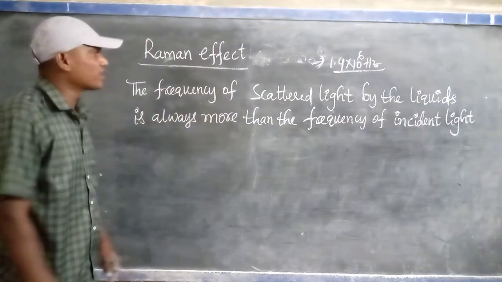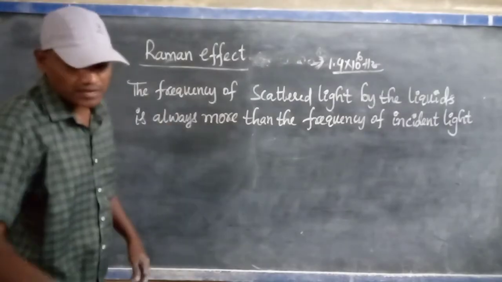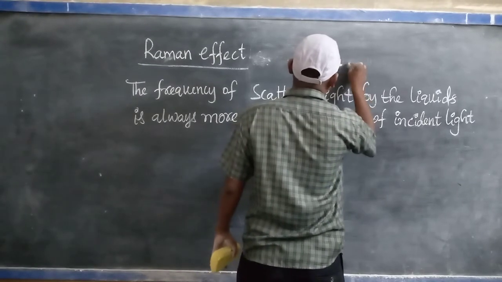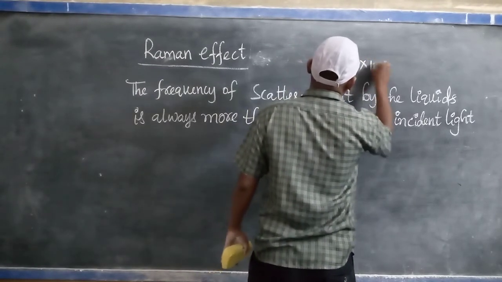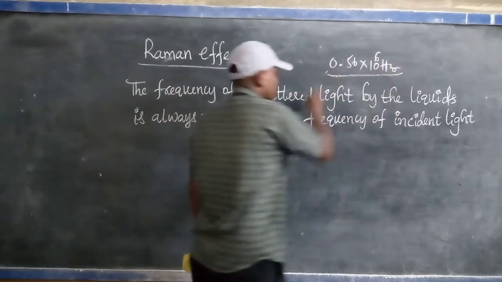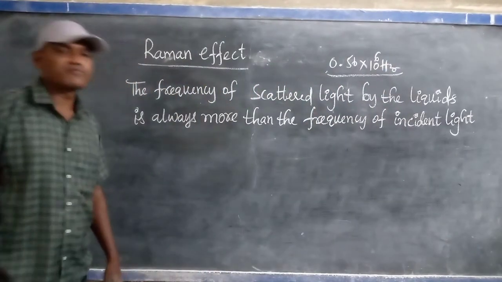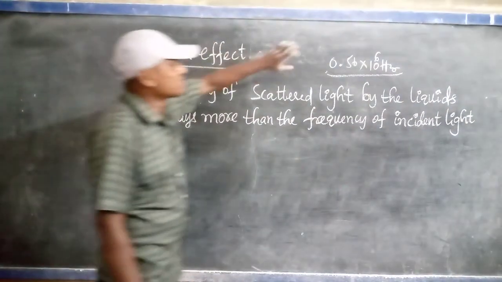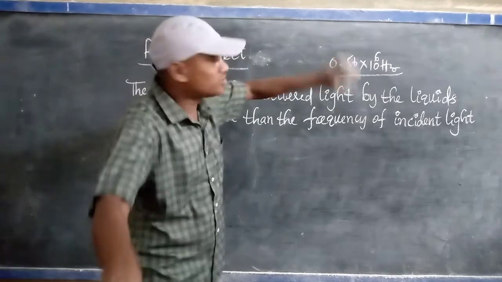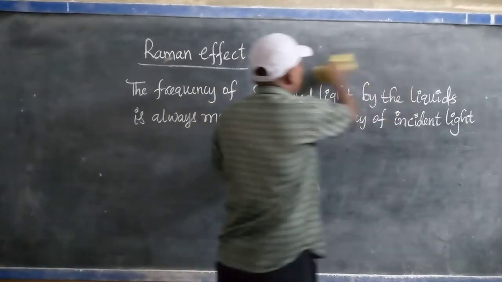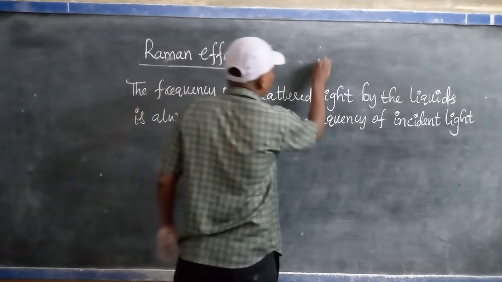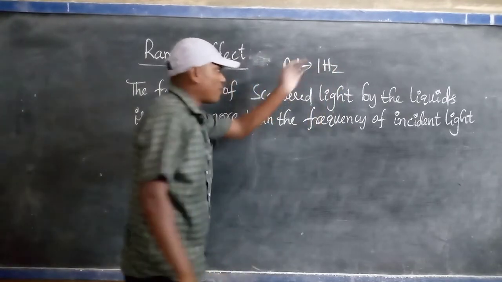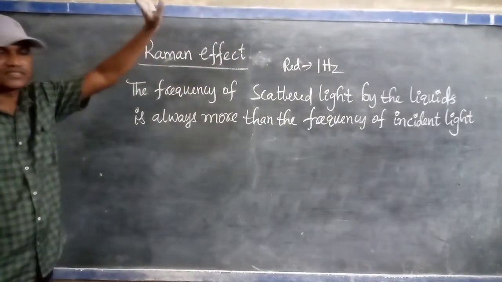Not an exact value, surely. Red is a lower frequency, 0.56 into 10 power 6 hertz, like this we can set. 1.4 is mainly for the violet. So violet has a higher frequency, red has the lower frequency. Just for your understanding, not exactly 1 hertz but 0.56, something like this, into 10 power 6 hertz, that is sure.